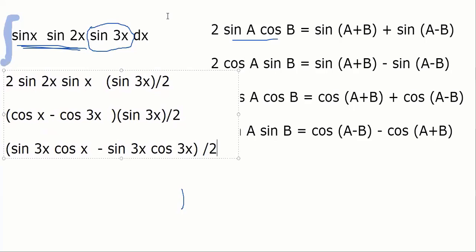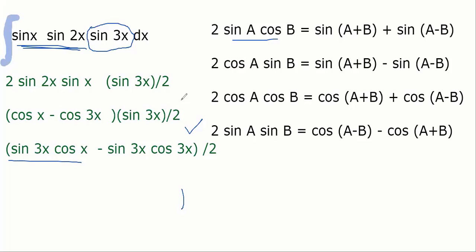Let me change this to a different color. Now what? Again we can apply this formula to this, and this formula to this also. So what I'll do is multiply again with 2 inside. Here I did it with 2, here with 2, so this becomes 4: 2 sin 3x cos x minus 2 sin 3x cos 3x divided by 4. Now apply this formula again.